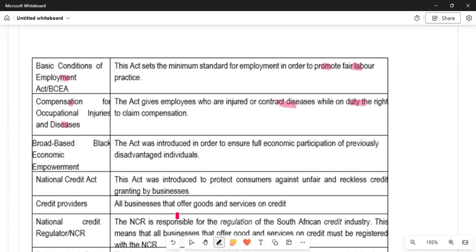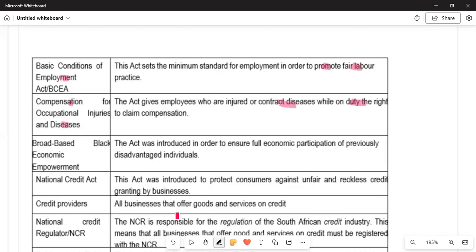Then we have the Broad-Based Black Economic Empowerment Act. The act was introduced in order to ensure the full economic participation of previously disadvantaged individuals. So this act makes sure that those people are very much accommodated. That is very important, whereby black people find themselves in senior positions, and they can as well be the managers.